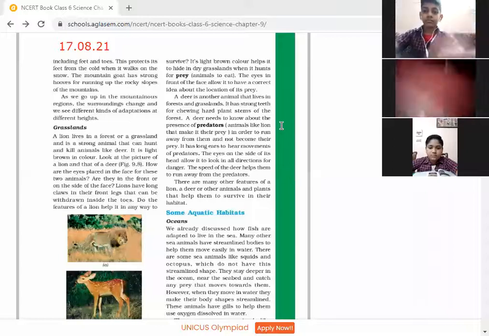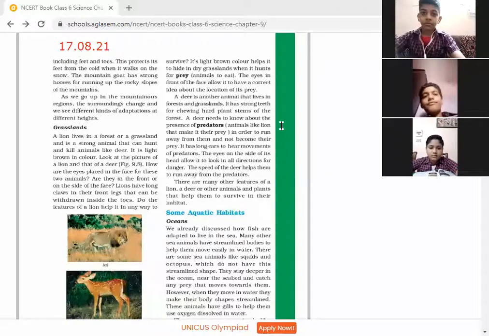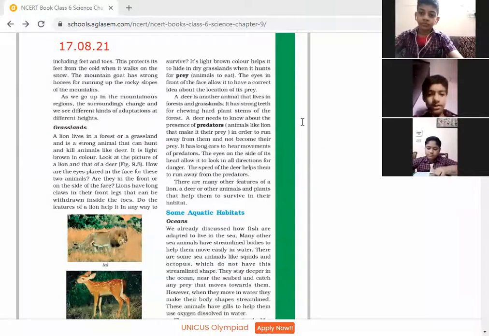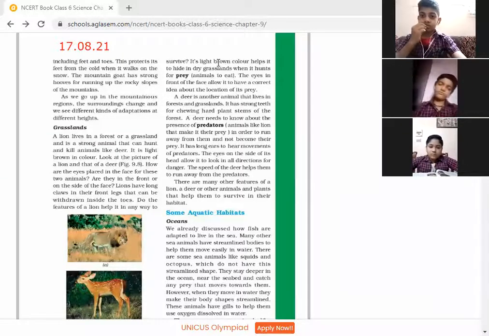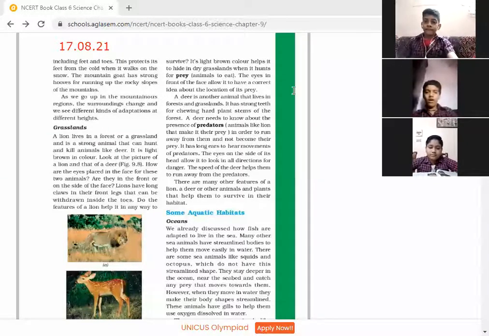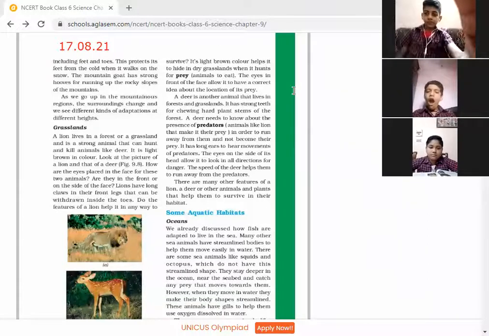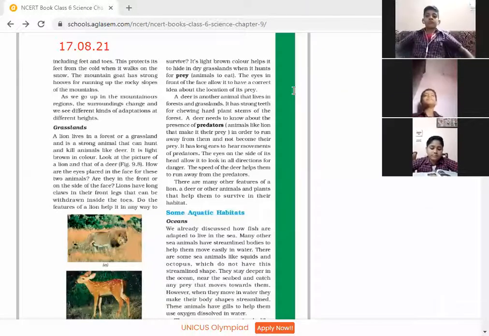Today in this class, we'll continue chapter number 9, living organisms and its surroundings. Till now, children, yesterday we discussed the terrestrial plants and animals. And second, we read about the desert plants and animals. Desert plant is cactus and animals like camel, rat, how they survive in the desert as there is an intense heat and dry climate.